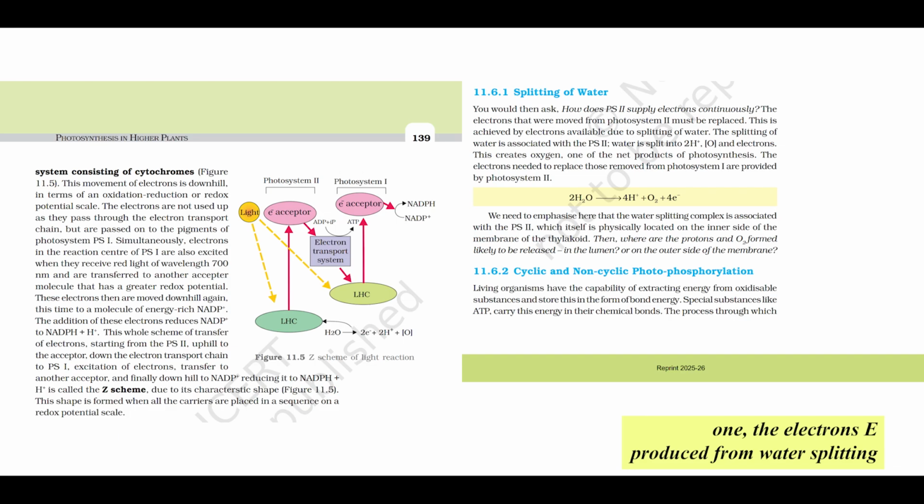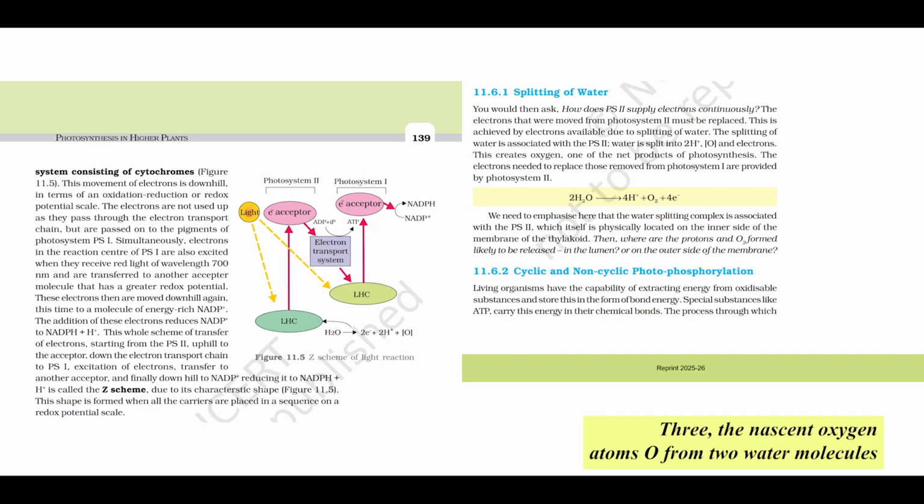1. The electrons e- produced from water splitting are immediately utilized to replace those electrons that PS2 lost when its P680 reaction center was excited. So water is the ultimate electron donor for PS2, making this entire Z scheme possible. 2. The protons, H+, accumulate within the thylakoid lumen. This is very important as they contribute significantly to the proton gradient we'll discuss next, a vital energy store.